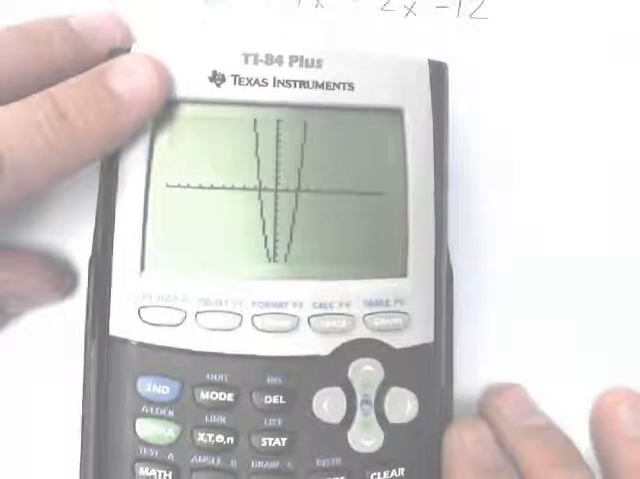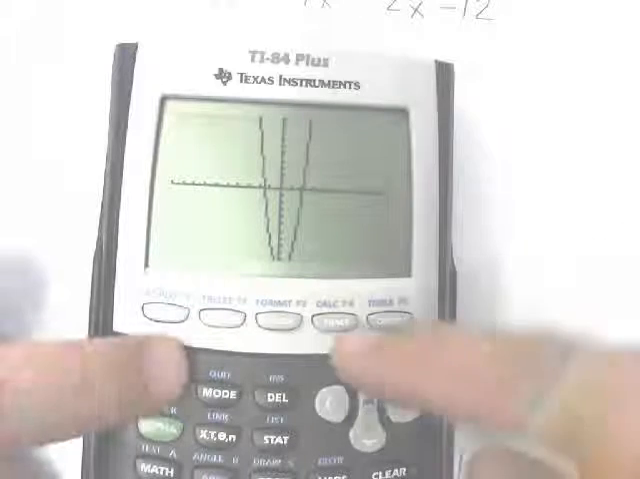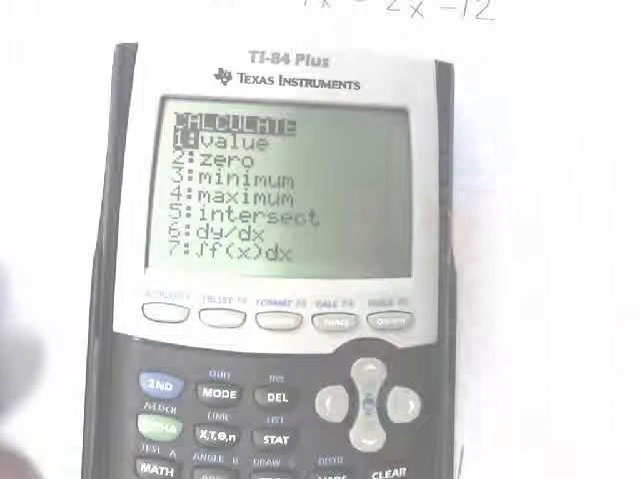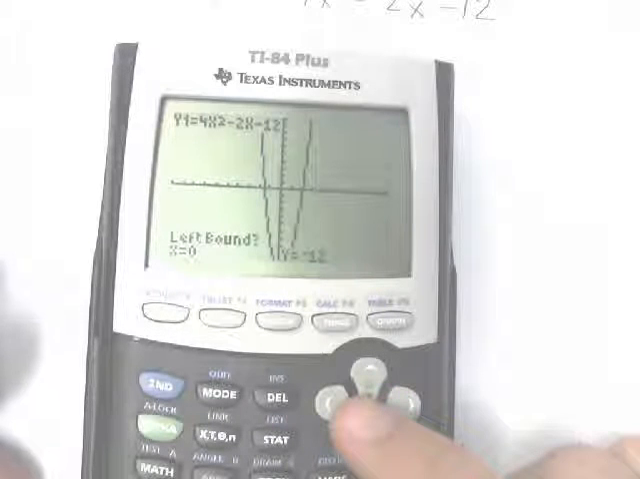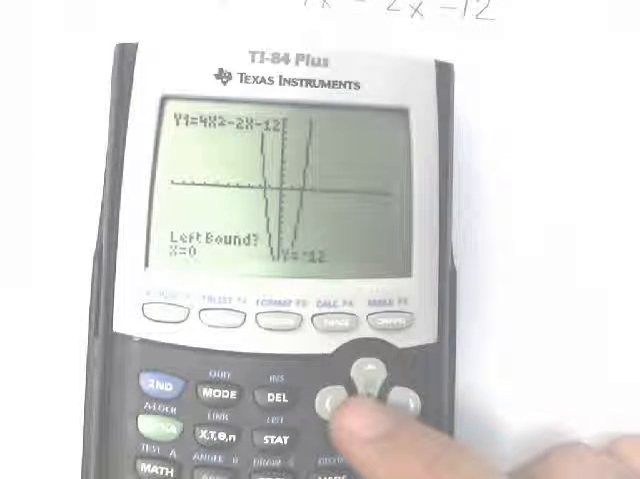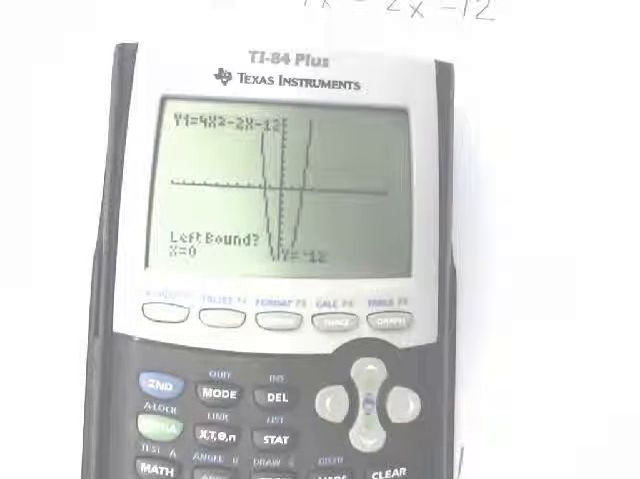My calculator offers me an option, and that option is found under my second trace menu, the Calc menu, and you'll see it right away. It says zero. So I'm asking my calculator to find the zeros, to find where y is 0. My calculator needs a left boundary. In other words, between what two values do you want me to find a 0? That's what my calculator is asking.